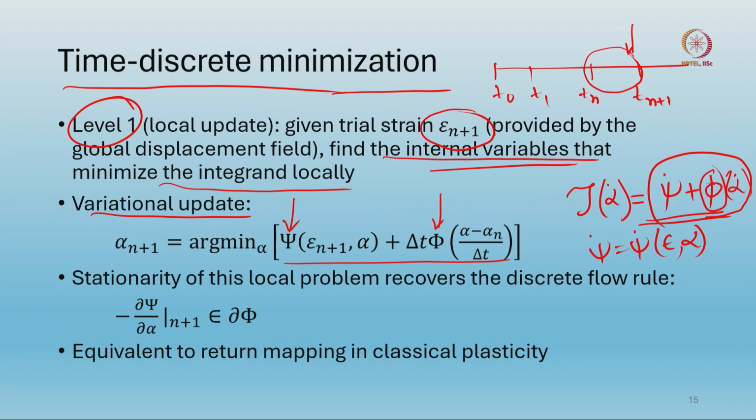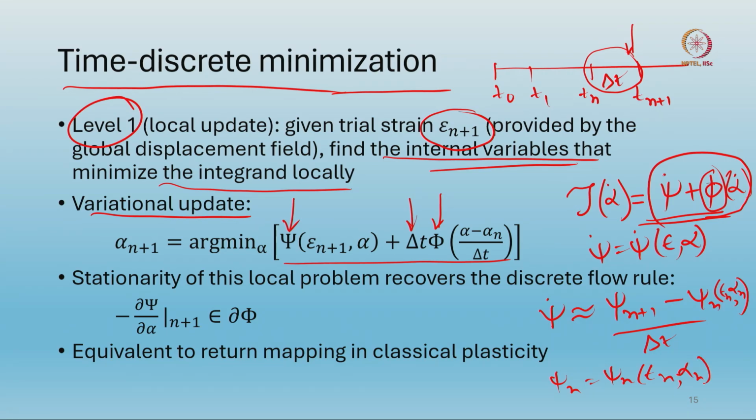Now, the discretized form of this functional is something like this. What is psi dot? Psi dot is approximately the derivative with respect to time, so it is approximately equal to psi n plus 1 minus psi n by delta t. Delta t is the time step. Now, this delta t, if you absorb here, you observe that psi n is a function of epsilon n and alpha n, the last step's values. My objective is to find alpha n plus 1. So, if I differentiate psi n with respect to alpha n plus 1, it is 0. So, there is no psi n here, you understand. What we have written is the psi at n plus 1. Okay, the unknown is alpha.